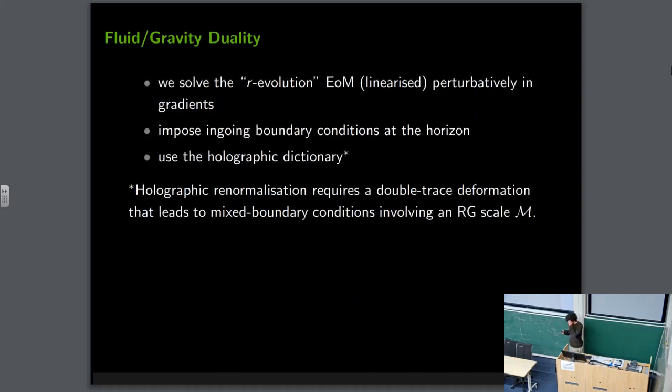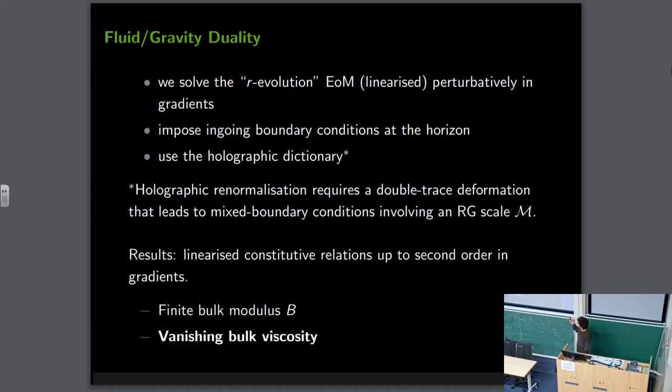So in particular, m corresponds to the density of the lattice cores. So the main steps in establishing the fluid-gravity correspondence: we considered small perturbations of these black brane backgrounds. Then we solved the equations of motion perturbatively in gradients, imposed the ingoing boundary conditions at the horizon, and used the holographic dictionary. Let me just note that in this case holographic renormalization requires a double trace deformation that leads to mixed boundary conditions involving a renormalization group scale that I'm going to call curly M.